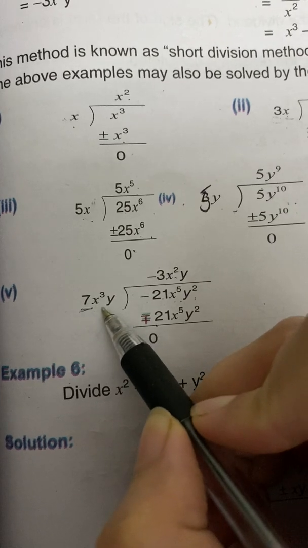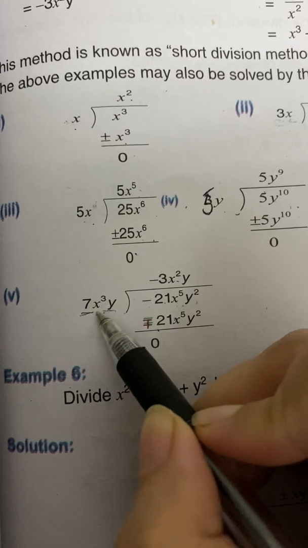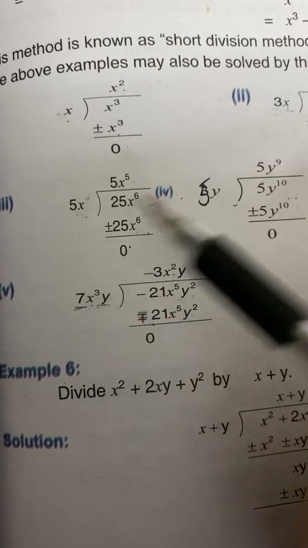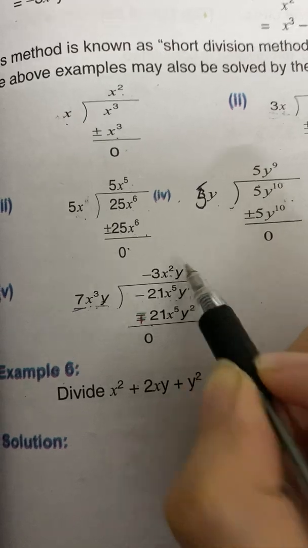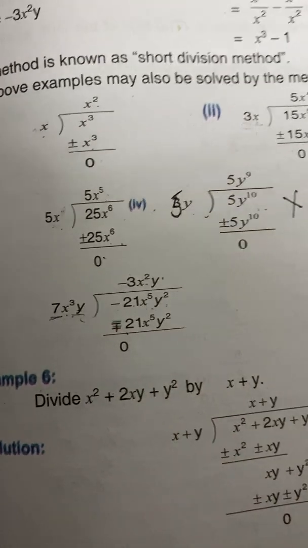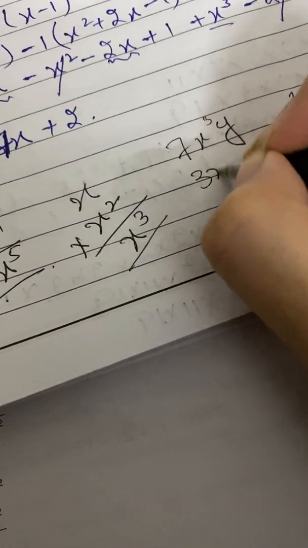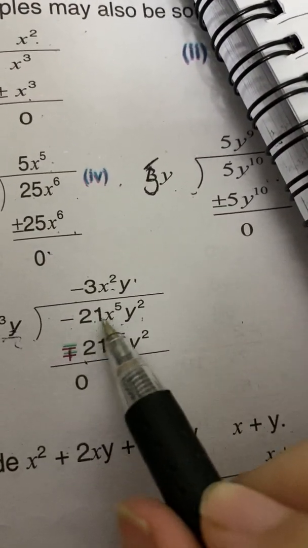We have to make this x cube into x^5, and we have to make this y into y square. When we multiply this x cube by x square, it will be x^5, because 3 plus 2 is 5. And when we multiply this y by only one y, it will be y square. How? I'm going to multiply it: 7x cube y into 3x square y, because I have to make it minus 21x^5 y square.